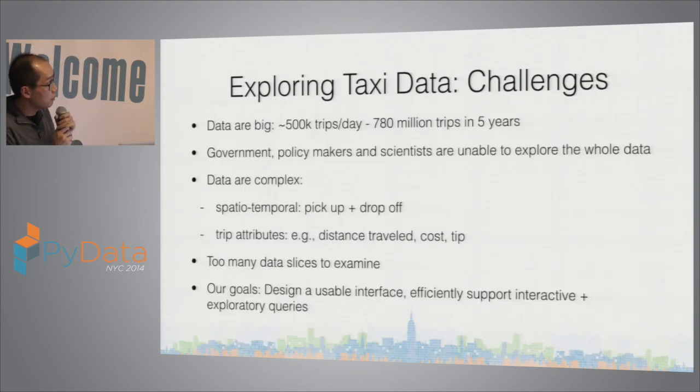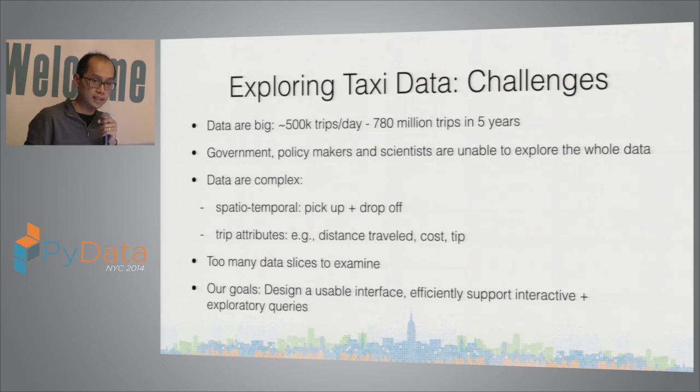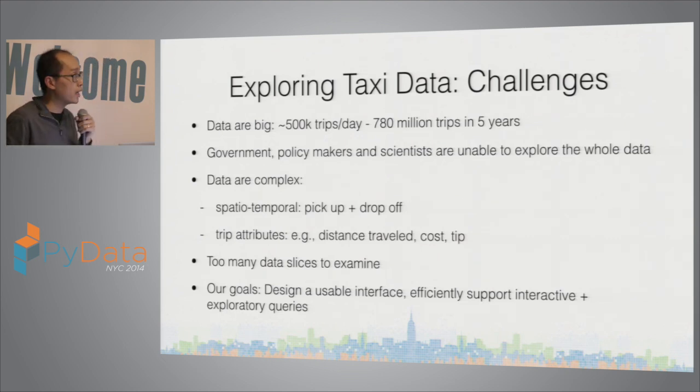So the government policymakers and scientists are really unable to process this data, and we talked to the TLC and the DOT folks, directly the agency, not just someone at our place. The data is complex because it has spatial and temporal components, not only one, but two. They have pickup and drop off. Querying or extracting this information is really a challenge. I will talk a little bit later about why. And along with that, we have about 12 other attributes to index in the database. Of course, there are too many slices for people to select as well.